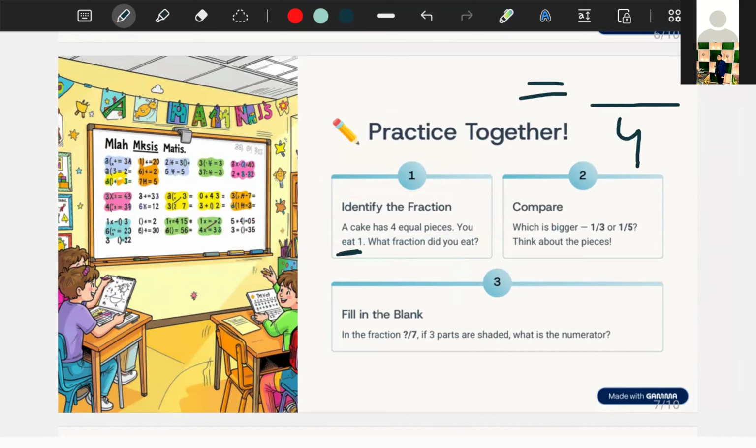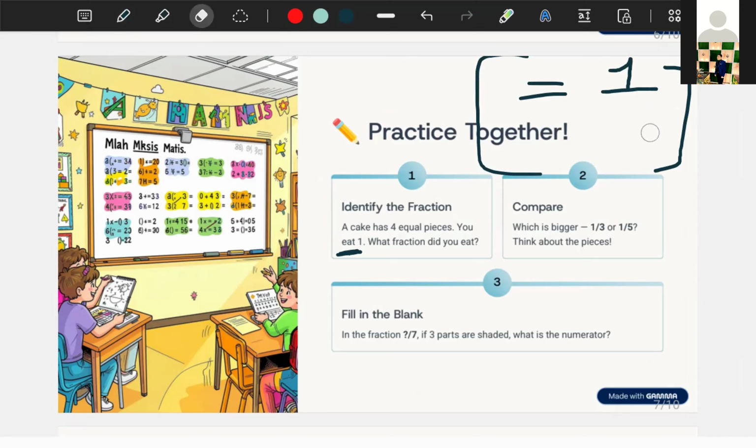I eat only one, na? So out of which I have consumed one, so I have to represent it as a fraction of 1 by 4. So out of four equal pieces of a cake, I eat one, so in the fraction I will say 1 by 4. 1 is the piece I eat and the total pieces were 4, sorry. Now if we move on to the second question, which is bigger, 1 by 3 or 1 by 5.